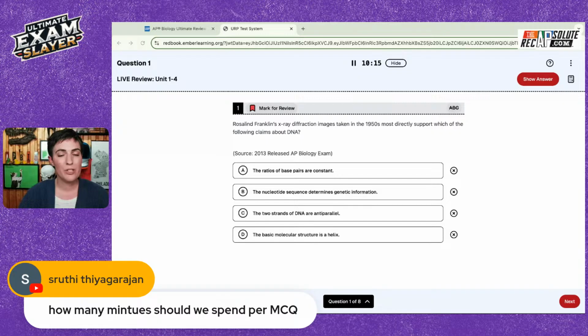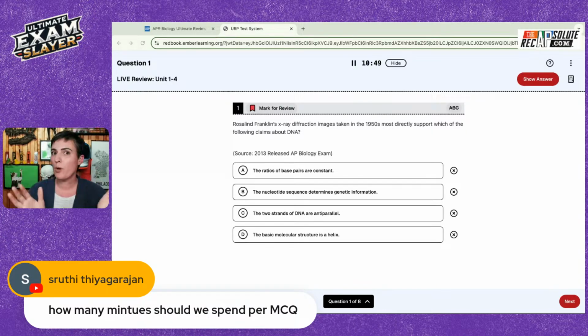So if we're looking at this particular question, we can see Rosalind Franklin's diffraction images, super famous, photo 51, and every single option here is true about DNA. So it's a little difficult to maybe narrow this down. If I look here at these choices, and I should note, these are all released AP questions, so these are not written by me. You can access AP style questions written by me in the Ultimate Exam Slayer, and I'll show you that a little bit later on as well.